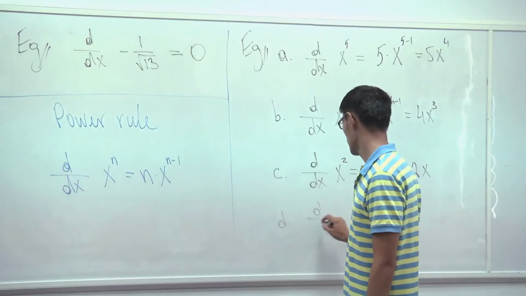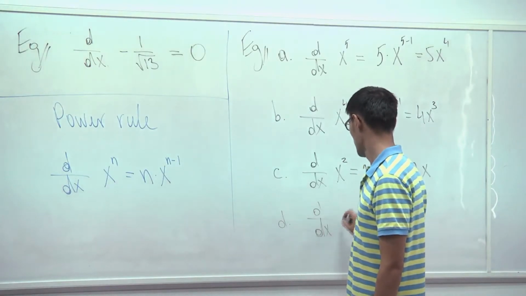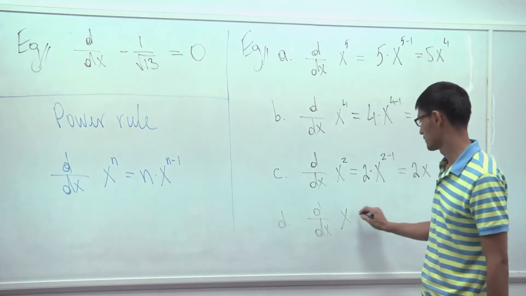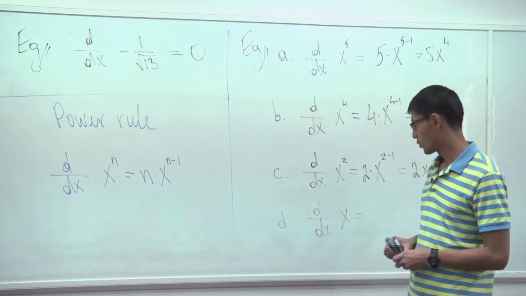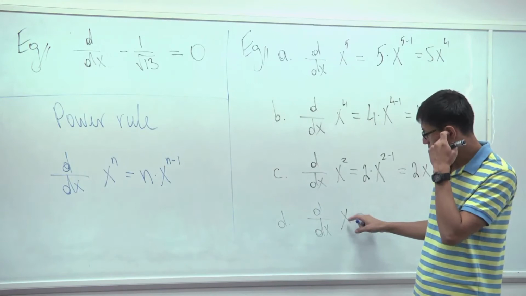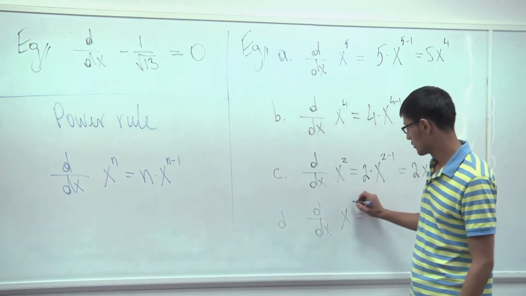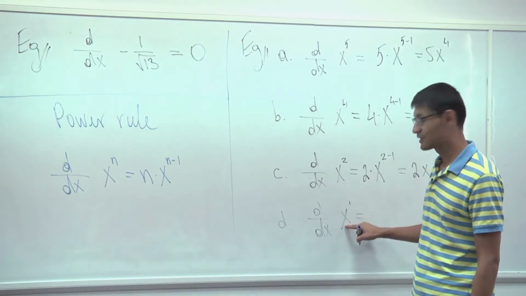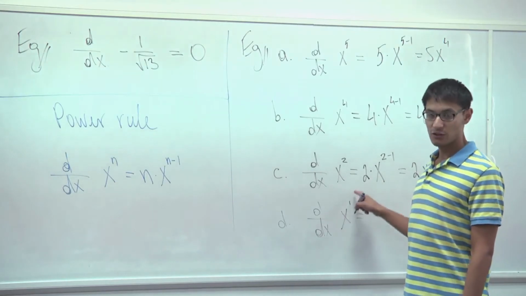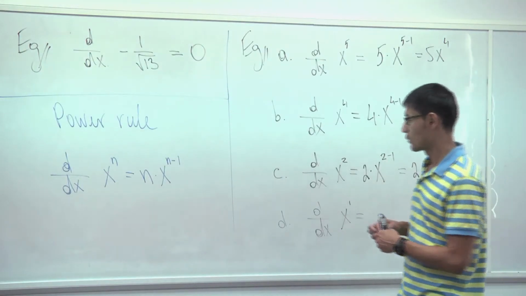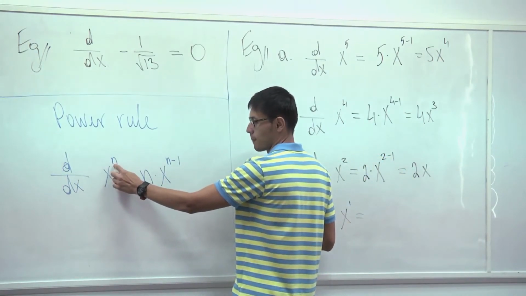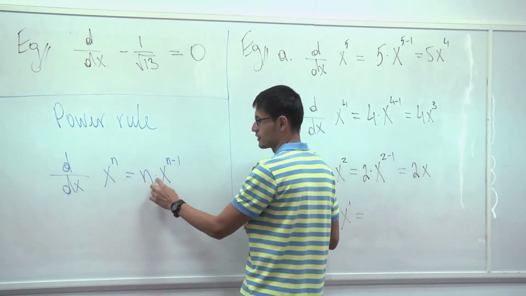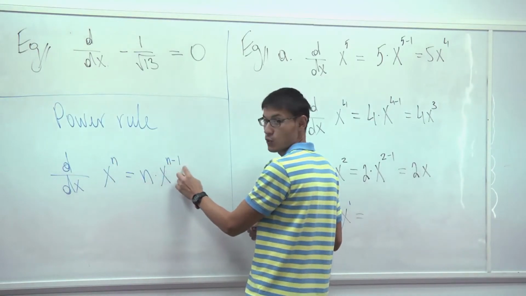What about the derivative of x? Well, first, let's talk about the power. What's the power in this case? Well, the power is 1, right? x is the same thing as x to the 1. So our n is 1. Our n is 1. So the answer will be 1 times x to the 1 minus 1.